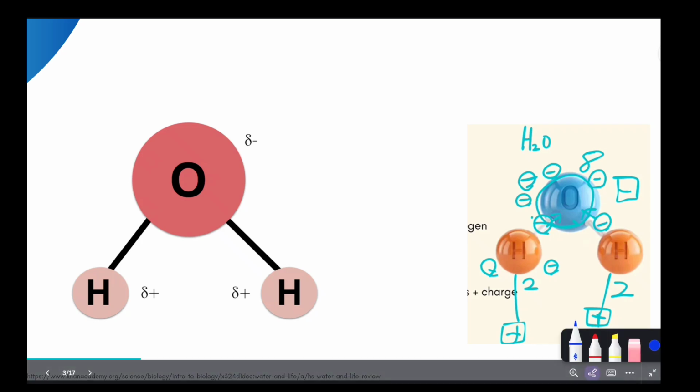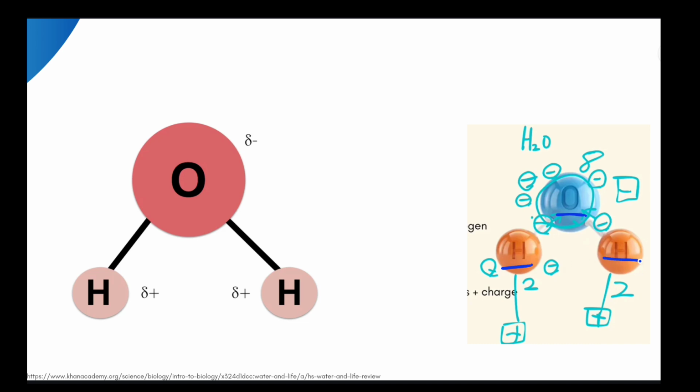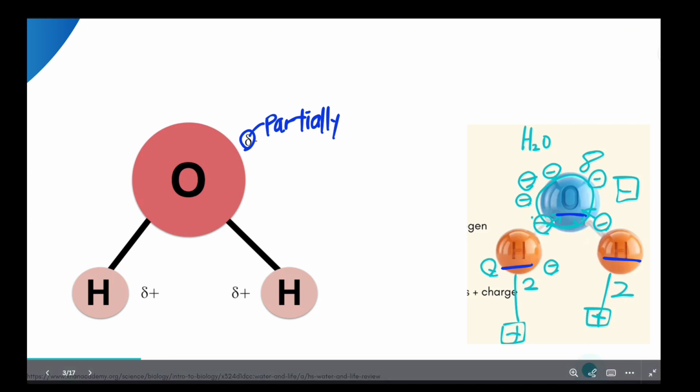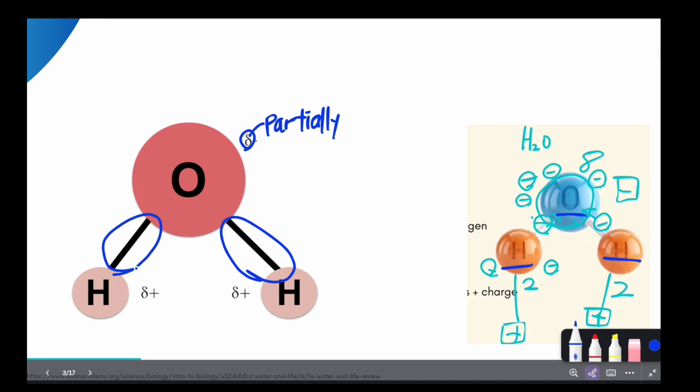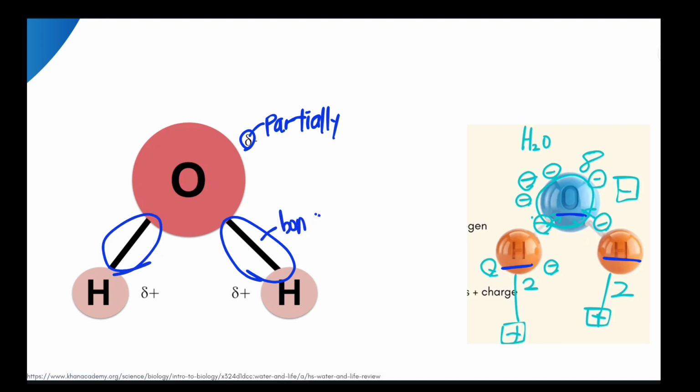In our previous video, we learned that oxygen is negatively charged and hydrogens are positively charged. This symbol means partially, meaning oxygen is partially negative and hydrogen is partially positive. We also learned that these were called bonds, meaning they connect hydrogen and oxygen.